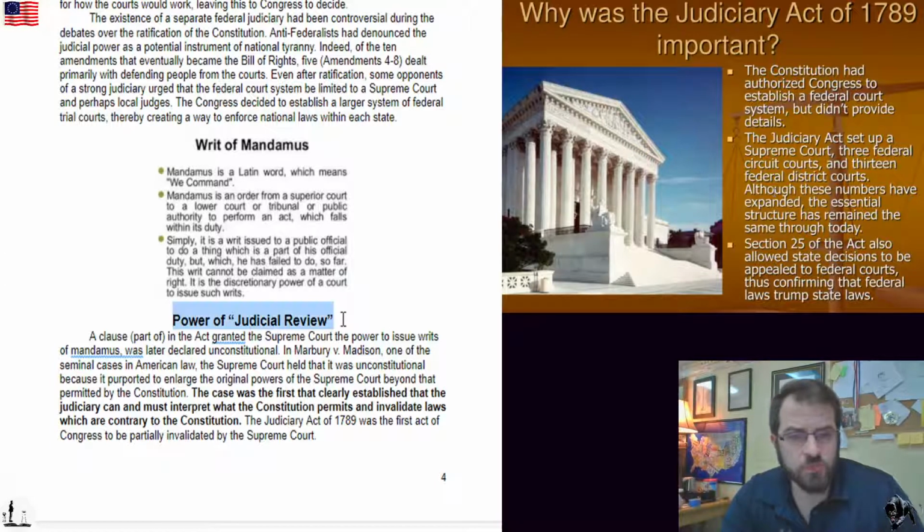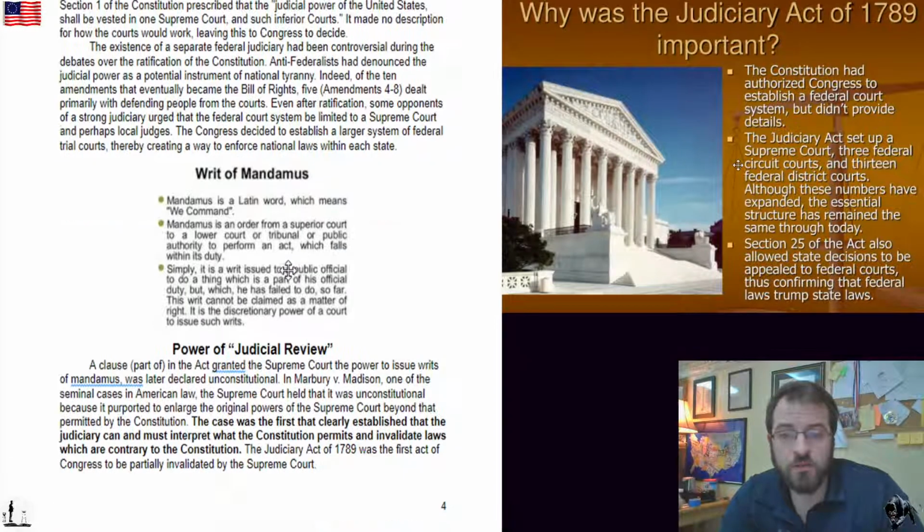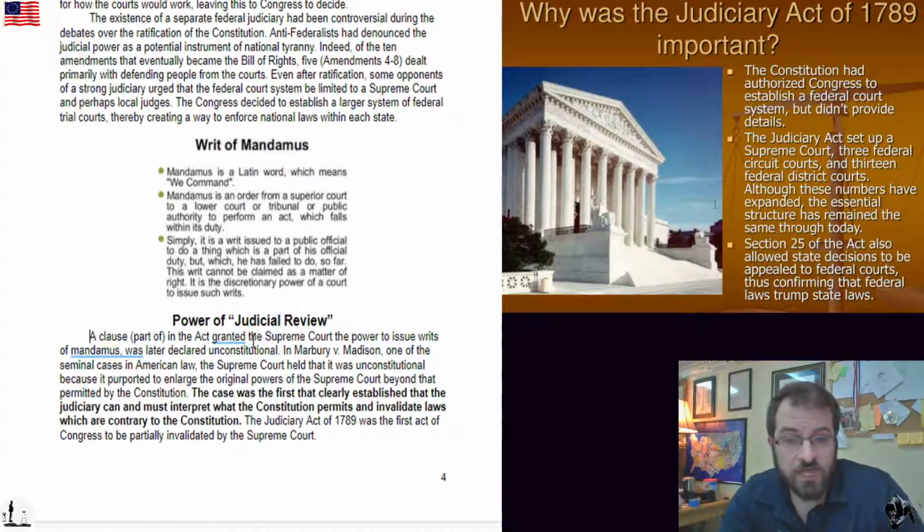Power of judicial review. A clause which is a part of the Act, so the Judiciary Act of 1789, granted the Supreme Court the power to issue writs of mandamus, which was eventually declared unconstitutional. In the court case Marbury versus Madison, one of the seminal, most important cases in American law, the Supreme Court held that it was unconstitutional because it purported to enlarge the original powers of the Supreme Court beyond that permitted in the Constitution.